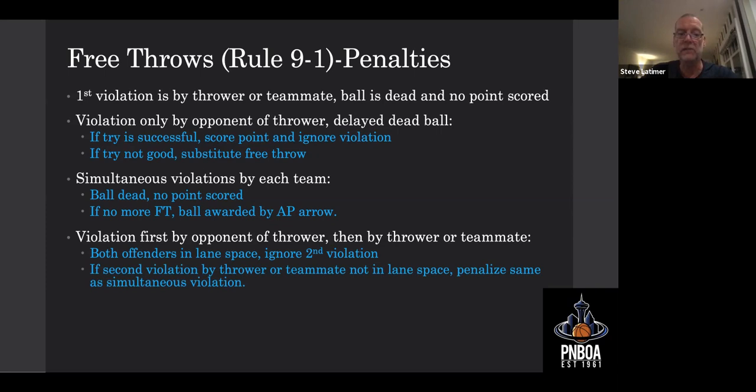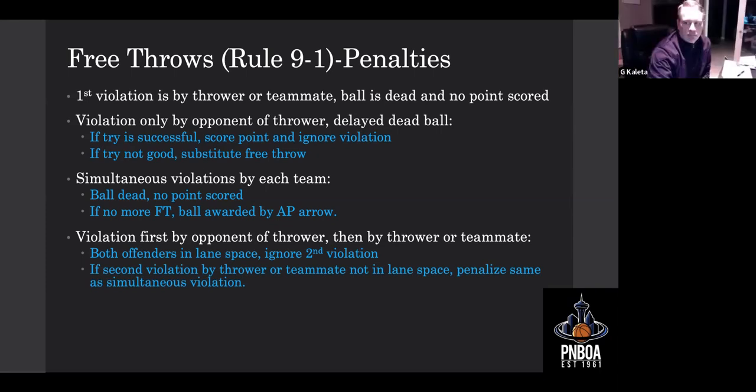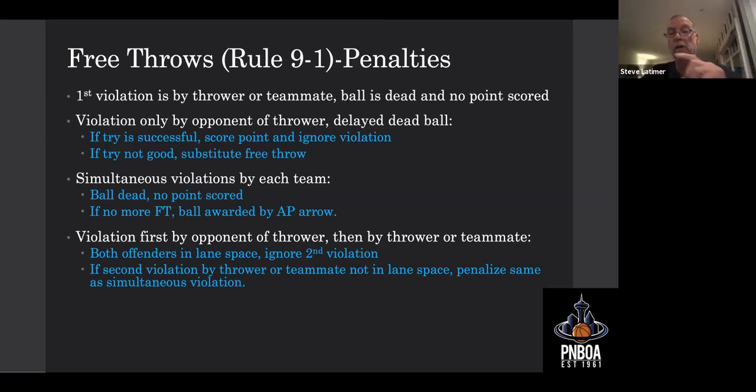If the second violation is by the thrower not in the lane space, you penalize it the same as a simultaneous violation. So a defender goes in first, an offensive player behind the three-point line comes in later, or even maybe more likely, the free thrower shoots an air ball. That's considered the same as a simultaneous violation, and no points can be scored.